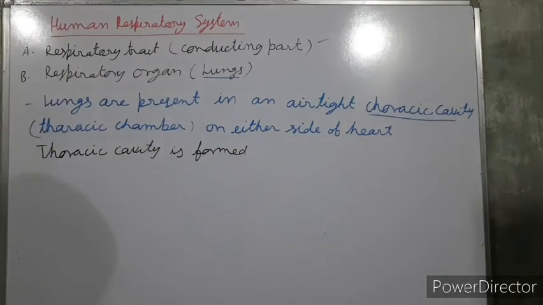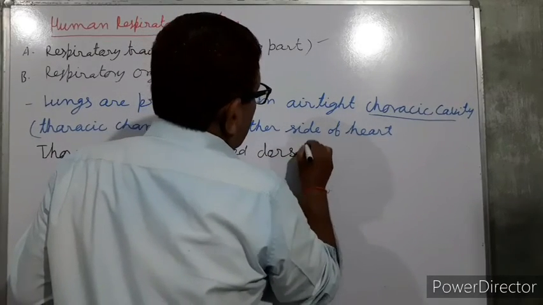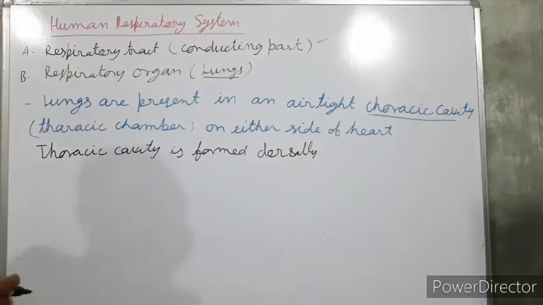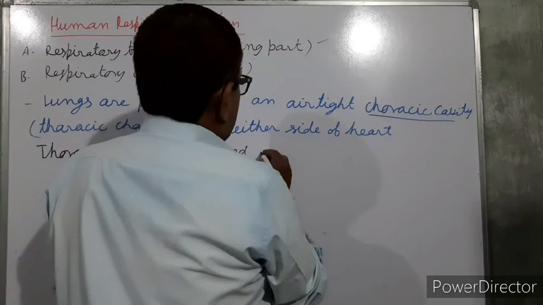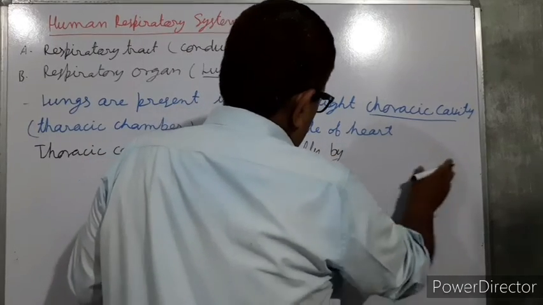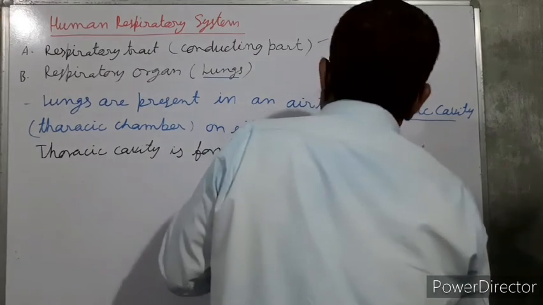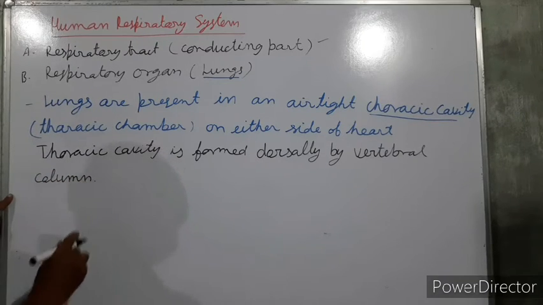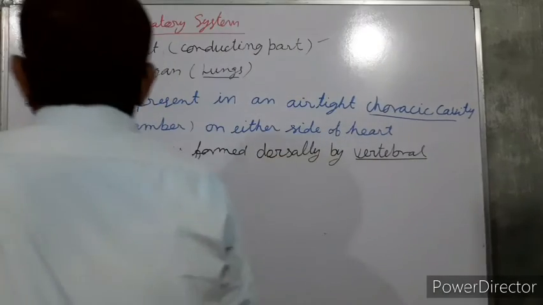This is the dorsal side, this is the ventral side, and these are the lateral sides. So it is formed dorsally by the vertebral column, that is, the backbone.